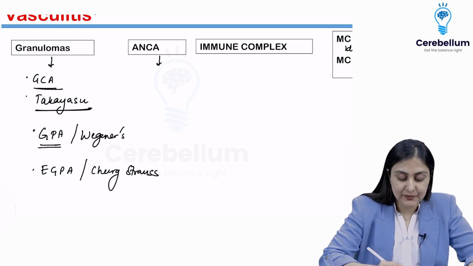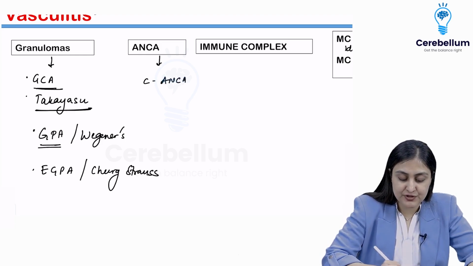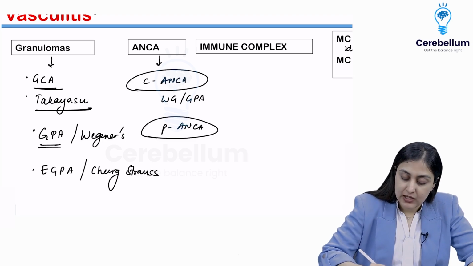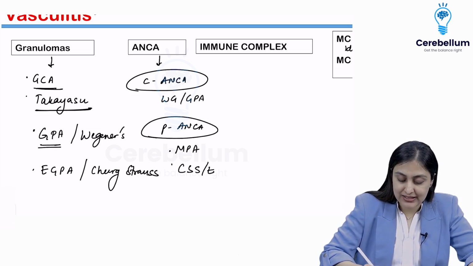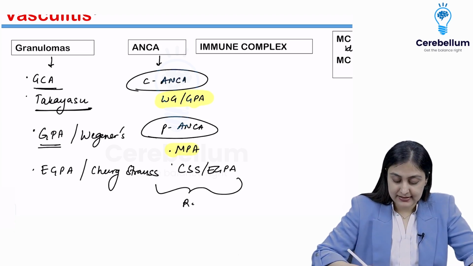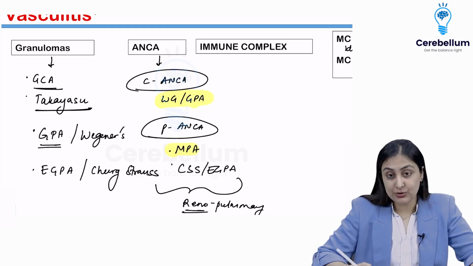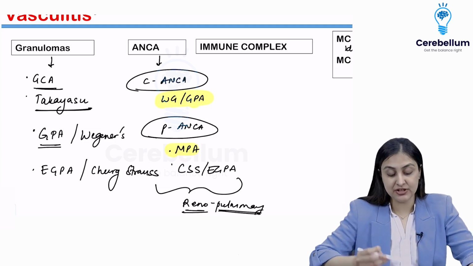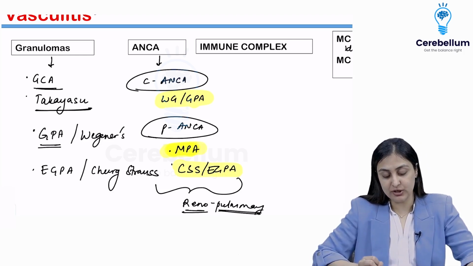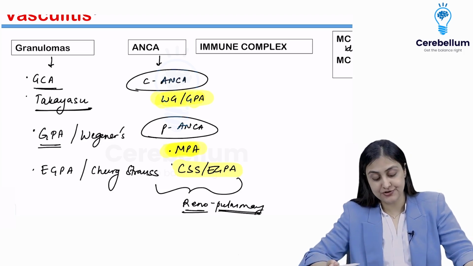Coming to ANCA, you have C ANCA, which is positive in Wegener's or GPA like we have already discussed, and P ANCA is positive in the other two, so microscopic polyangiitis and Churg-Strauss or EGPA. Remember all three of them are known as renopulmonary syndromes, wherein you have involvement of glomerulonephritis and pulmonary hemorrhage in all three of them, which is Wegener's, MPA and Churg-Strauss, most importantly MPA and Wegener's.